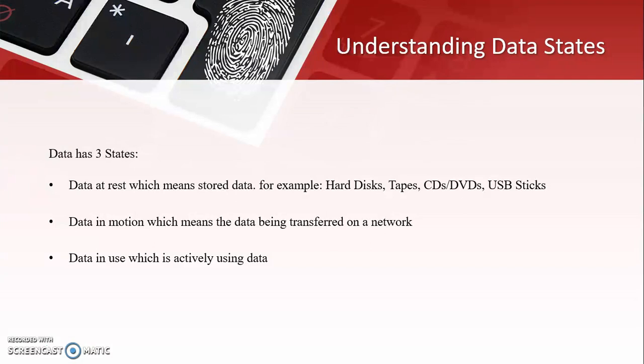Understanding data states. Data has three states. Data at rest, which means stored data, for example, hard disks, tapes, CDs, DVDs, USB sticks. Data in motion, which means the data being transferred on a network, and data in use, which is actively using data.